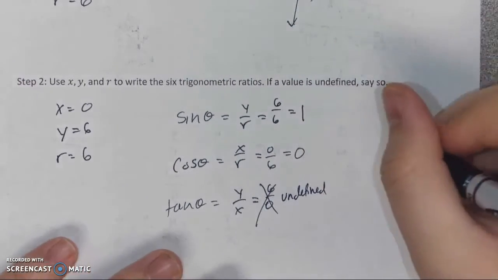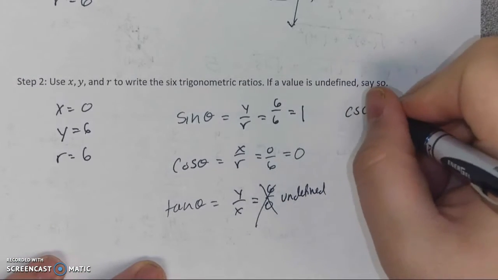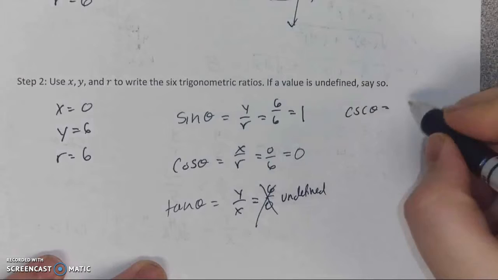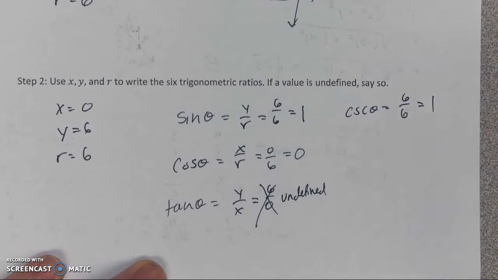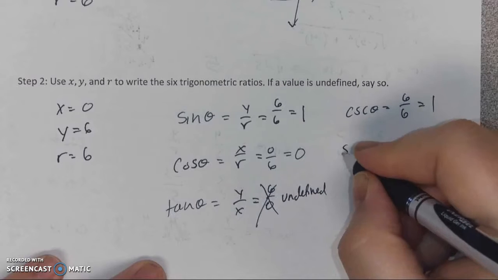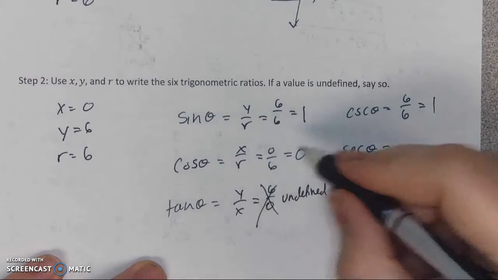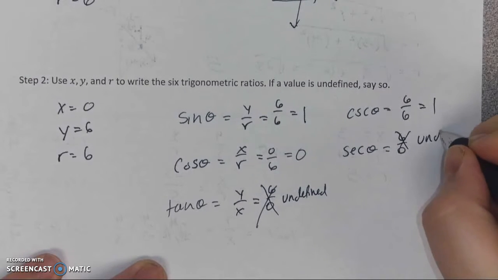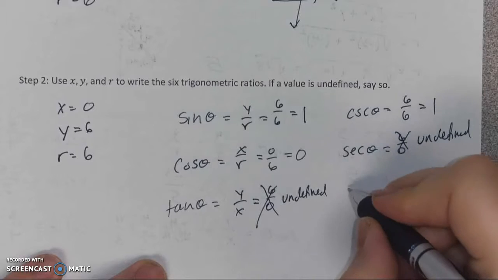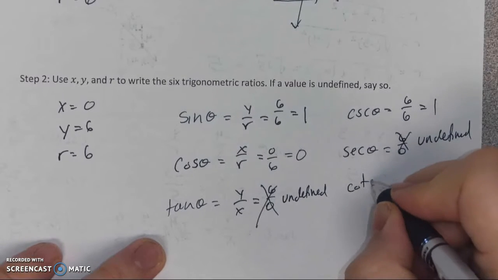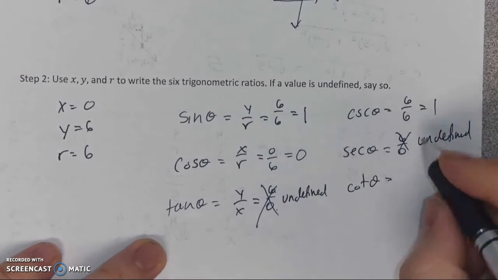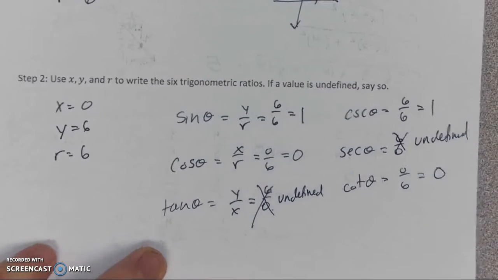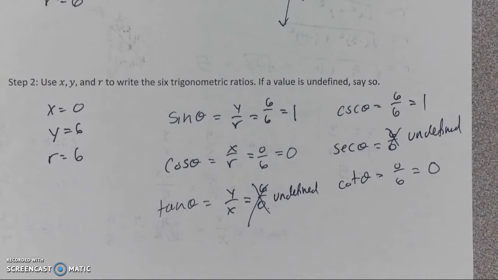Then you have to do the reciprocal trig functions. So cosecant theta: the reciprocal of 6 over 6 is 6 over 6, which is still 1. The reciprocal of cosine theta is secant theta, so this would be r over x, which is 6 over 0, which is undefined. And the reciprocal of tangent theta is cotangent theta, so the reciprocal of 6 over 0 is 0 over 6, which is 0. So that is defined. That's how you find the trig functions for general angles.